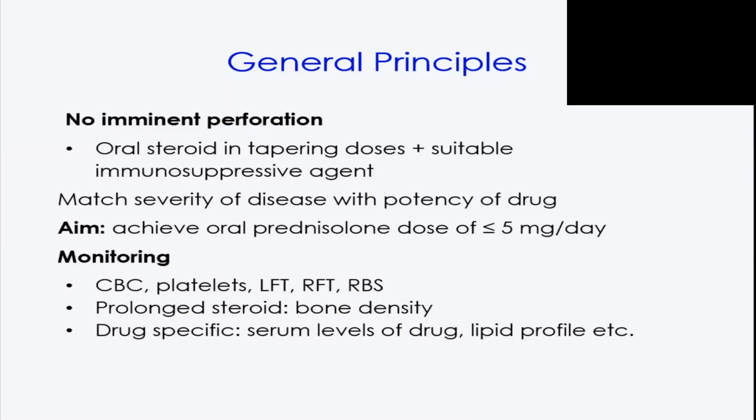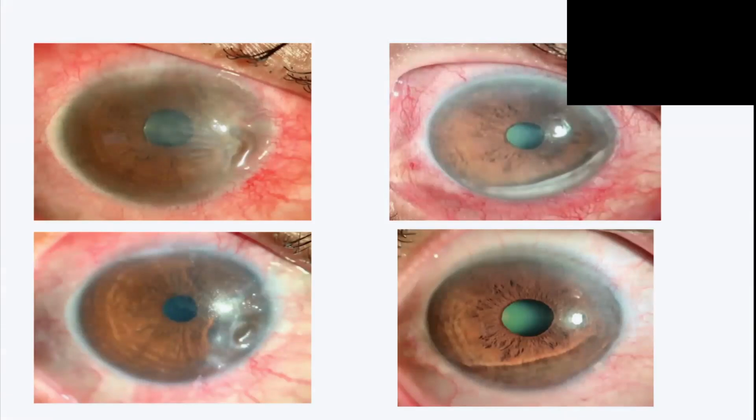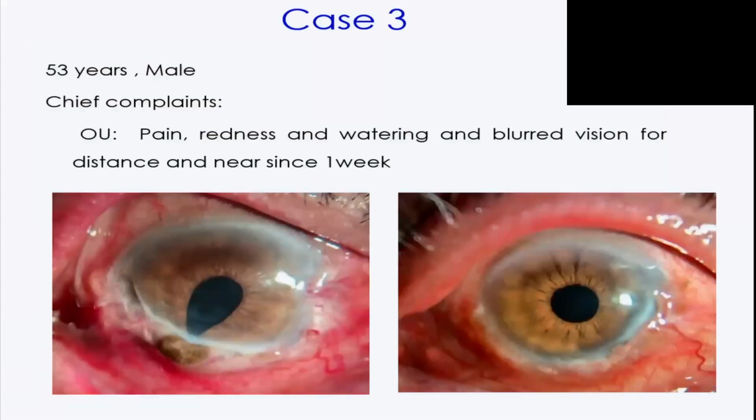If you don't have an imminent perforation, then one might want to give just oral prednisolone to begin with, then taper it slowly and match the severity of disease with an appropriate immunosuppressive drug. For these 2 cases, we did not use intravenous steroids; we used oral prednisolone, and in both cases methotrexate was started simultaneously. Methotrexate acts well for rheumatoid arthritis in general and also for PUK associated with RA, but it takes time. It's not as quick as cyclophosphamide.